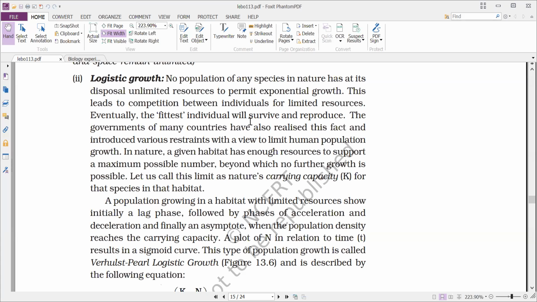And that one only will transfer its genetic material to the next generation to produce the strongest organism further. So eventually a competition will develop. As a result, the fittest individual will survive and reproduce. That means those best adapted to that environment will survive, and only those can participate in reproduction and produce the progeny.